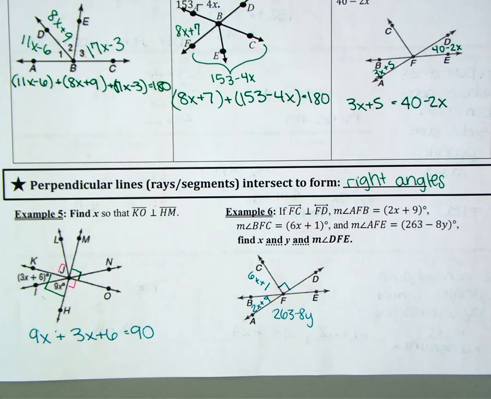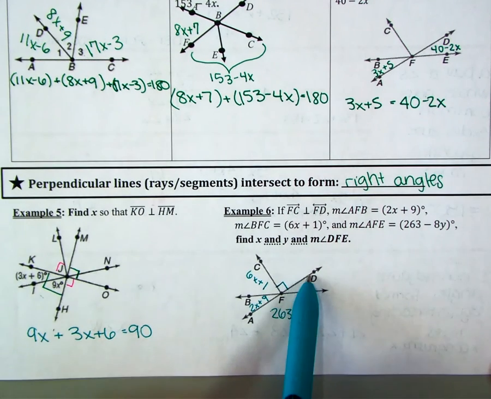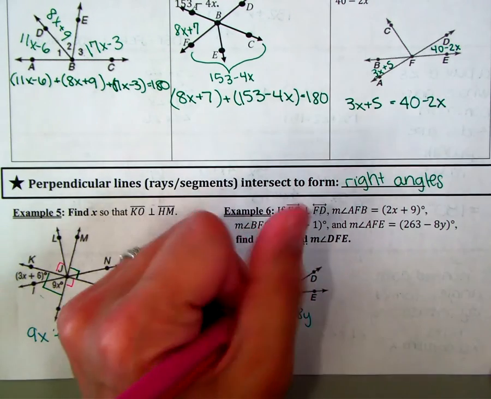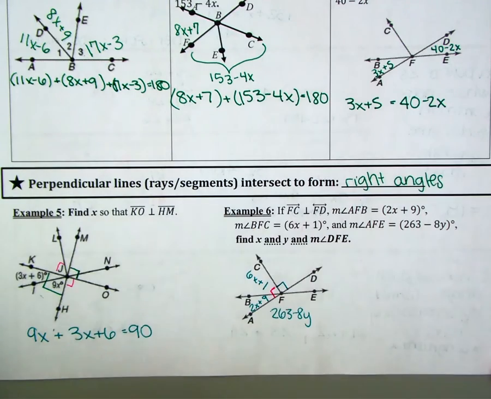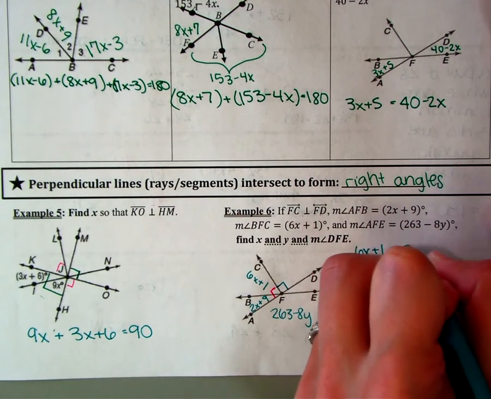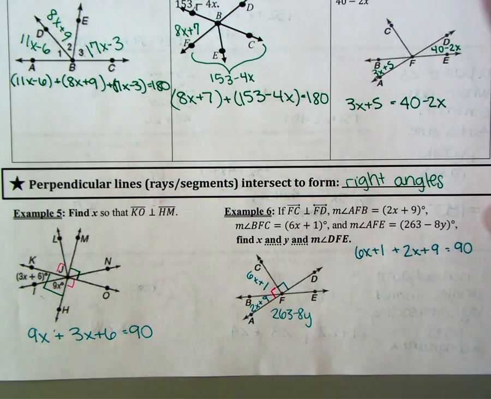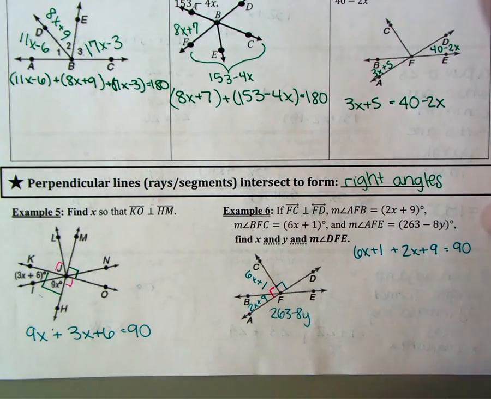So we've got 2 different variables. We've got a lot of information going on. So in order to solve for those, if I know that CFD is 90 degrees, that's half of a supplementary angle, it's half of a linear pair, I know that this other side is also 90 degrees. So to solve for x, we'll have 6x plus 1 plus 2x plus 9 equals 90. Little plus little equals big.